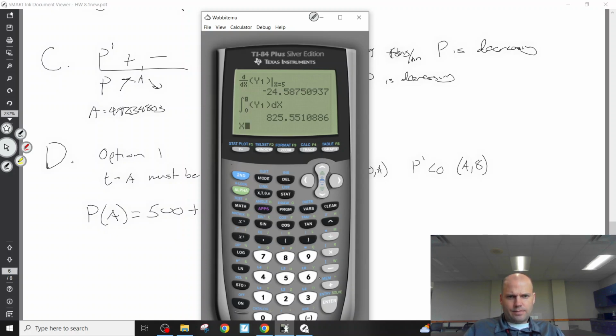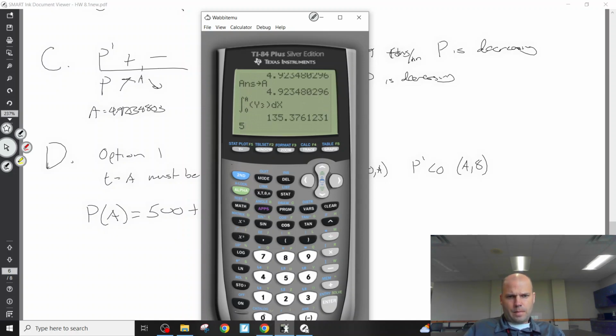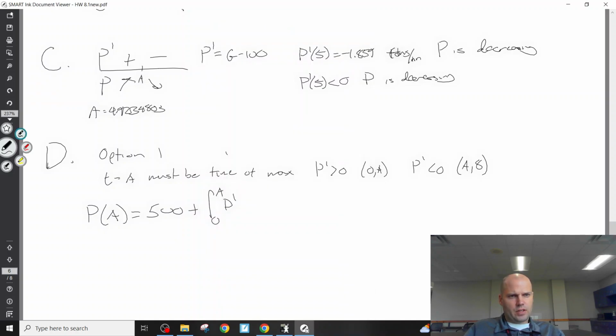Got to store X as A. Got to use Y3 because that's P prime, or use Y1 and Y2, that's fine. Just two separate integrals. $500 plus that value, 635.376. Okay? Or option 2.